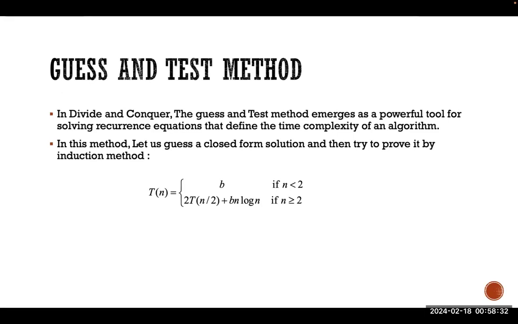Not just with the iterative substitution method, we can also find the time complexity using the guess and test method. It is a very powerful tool for solving recurrence equations. In this method, we guess a closed form solution and then try to prove it by the induction method. From the previous slides, as we derived the above recurrence equation, we can see T(n) is equal to b when n is less than 2, and 2T(n/2) plus bn log n when n is greater than or equal to 2.